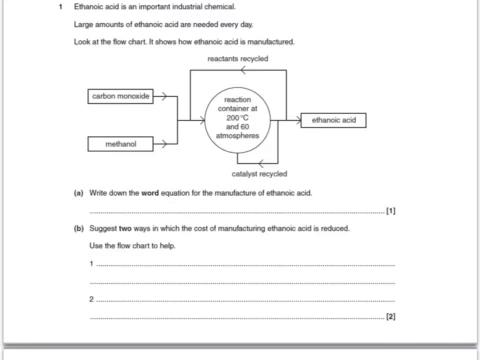This second question is not about ammonia, it's about another industrial chemical, ethanoic acid, and it says it's an important industrial chemical. Large amounts are needed every day. There's a flow chart that shows how the ethanoic acid is manufactured. The first thing it asks is to write down the word equation for the manufacture of ethanoic acid. So on the left we can see what the raw materials are. They are methanol and carbon monoxide. And on the right hand side is the product ethanoic acid.